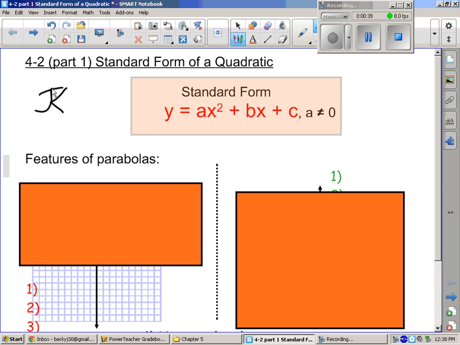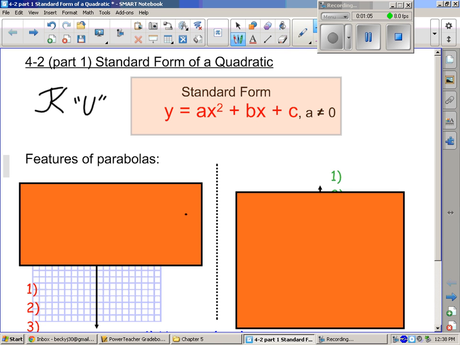But you will be happy to know that we are going to talk about U-shaped graphs. They are also known as parabolas or quadratics. If you look on the middle of the page, it says standard form, y equals ax squared plus bx plus c. The only thing it can't have is a being 0, because then it wouldn't be a quadratic anymore. It'd be a regular line.